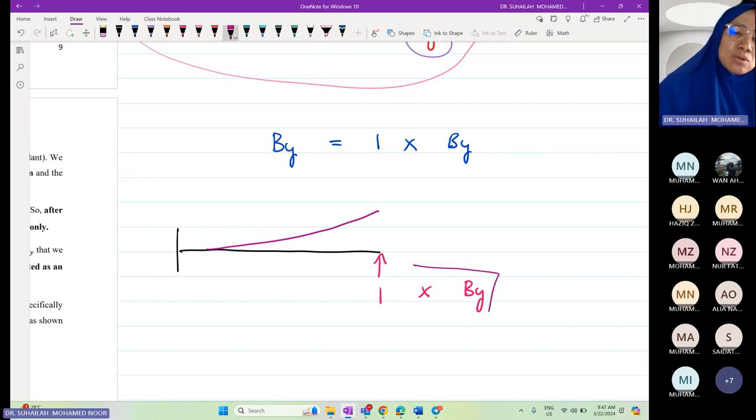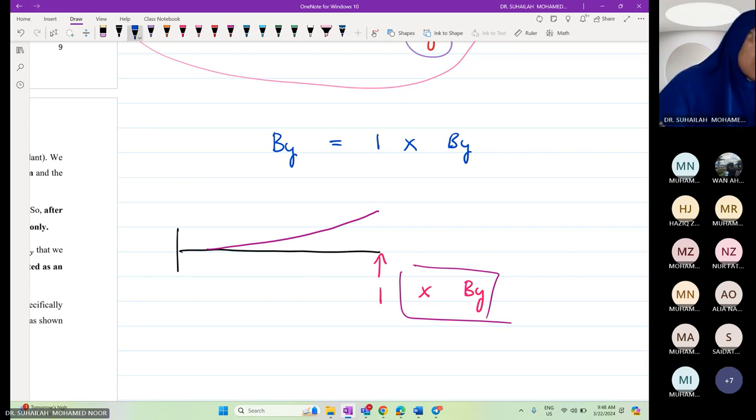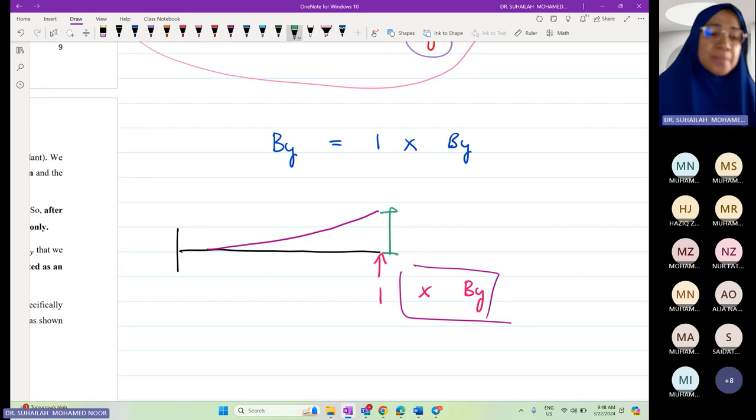subjected to a unit value. Yang ni, pejam mata dulu, subjected to a unit value. So, okay, now, due to a unit value, boleh tak kira reaction? Boleh tak calculate, boleh tak write moment equation? Boleh tak calculate displacement? Kalau due to a unit value, boleh kira reaction tak? Boleh. Okay, so sini adalah delta, sini adalah deflection.